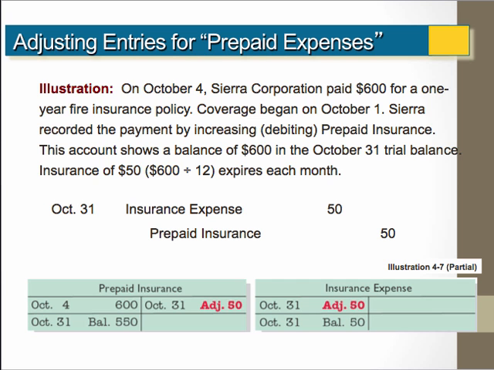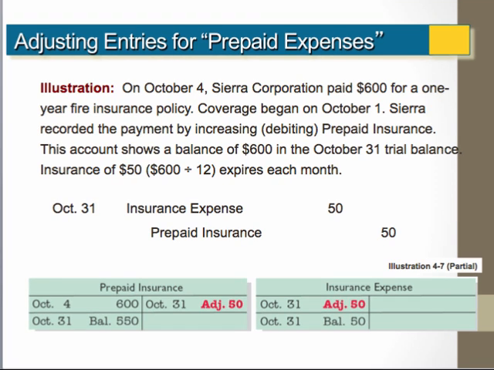Let's look at another example. On October 4th, Sierra Corporation paid $600 for a one-year fire insurance policy. The coverage began on October 1st, and Sierra recorded the payment by increasing or debiting the prepaid insurance account. This account shows a balance of $600 in the October 31st trial balance. In other words, they have not adjusted the account after the purchase. Insurance of $50 expires each month, so we need to make a journal entry each month to reflect that we're using 1/12 of the prepaid insurance policy.